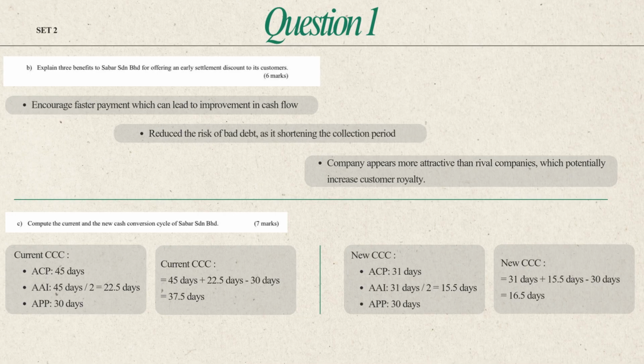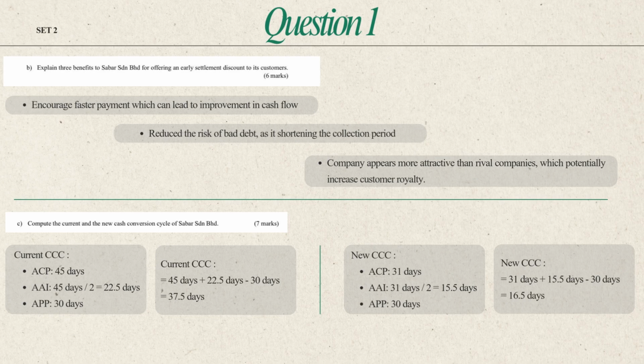Sabah's cash conversion cycle. This is the ultimate test of how efficiently management is using their resources. The first step is to find the inventory days. Since the current receivable period is 45 days and the problem says this is twice the inventory period, we know inventory days is 22.5 days. Next, we will calculate the current CCC, which is by adding inventory and receivable days and subtracting the payable days, which equals 37.5 days.